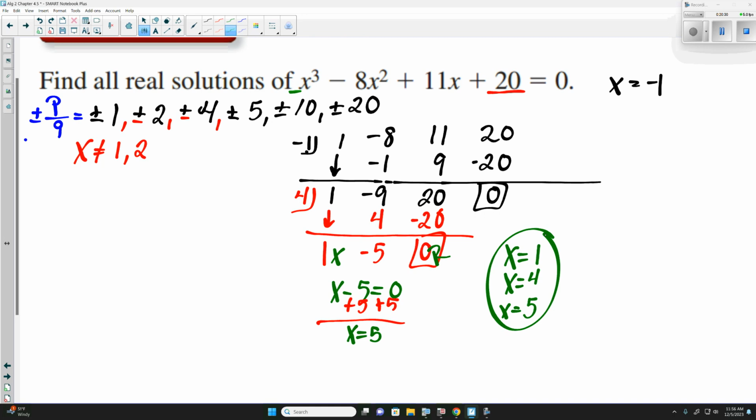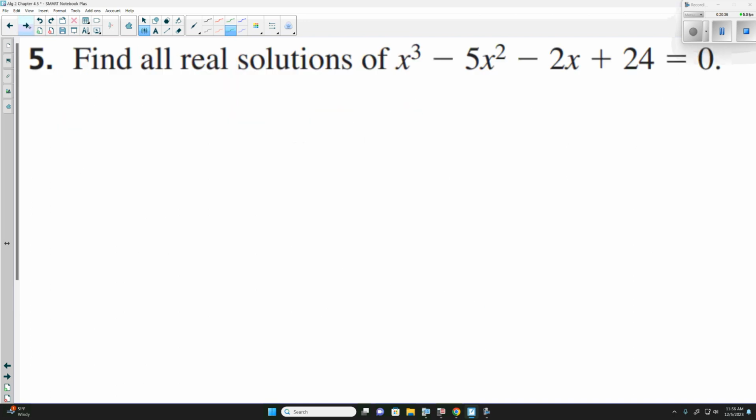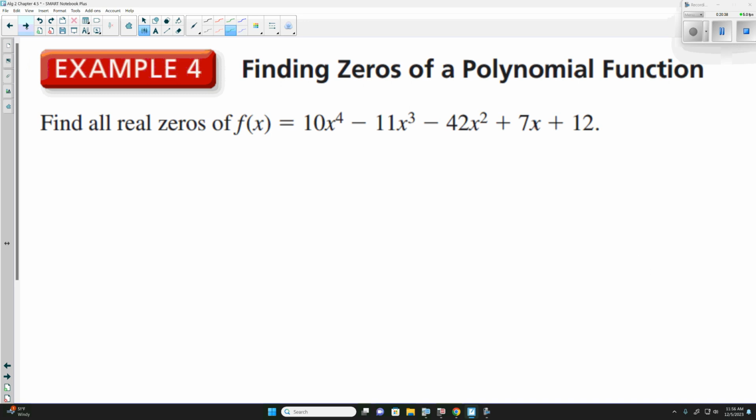Questions on this here? I'm going to skip the next 2. I want to get to this one here, because I want to get to some rational zeros that aren't just purely integers. Plus or minus p over q.